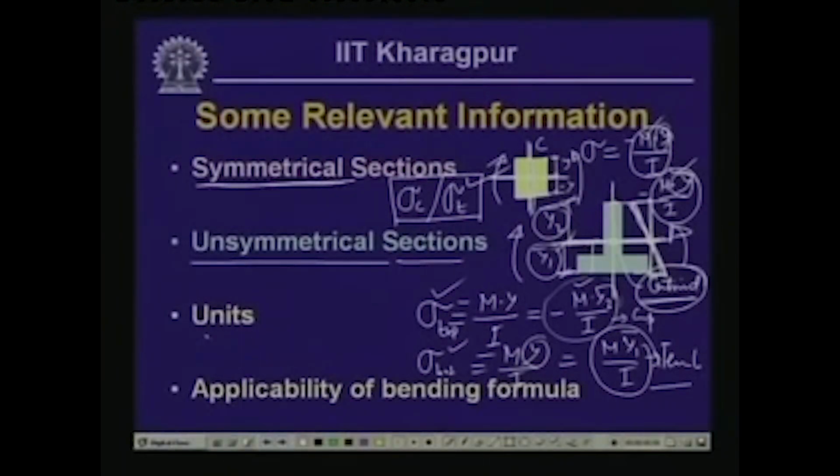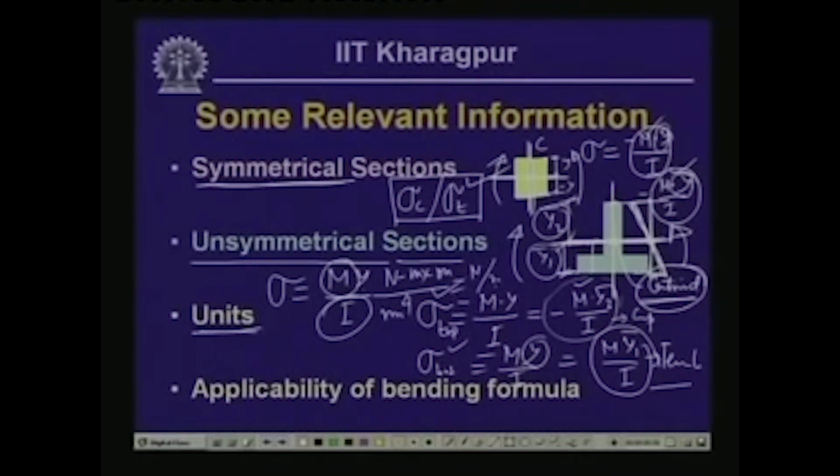Thirdly, the units of the stress you can readily see from this expression, that sigma equals M y by I, irrespective of the sign. M is in Newton meter, y is in meter, and I, the moment of inertia or second moment of area, is meter to the power 4. So, this gives us Newton per meter square, which is nothing but Pascal. So, sigma we represent in terms of Pascal or megapascal or gigapascal.